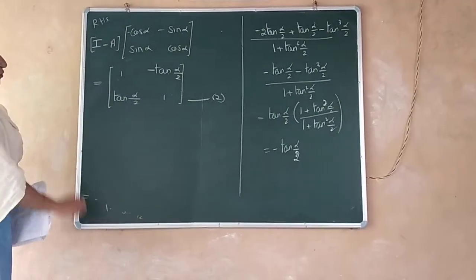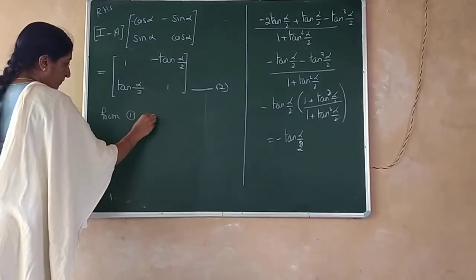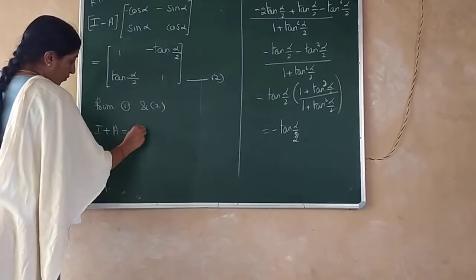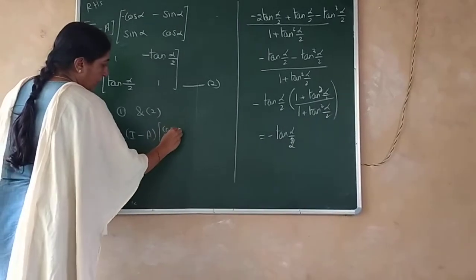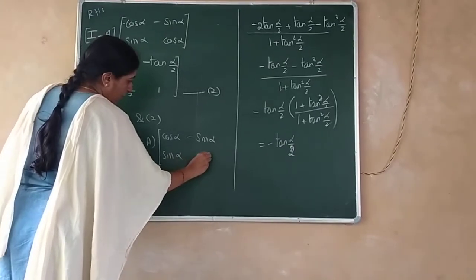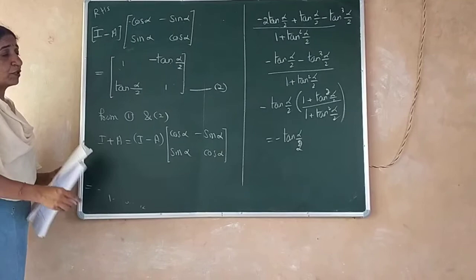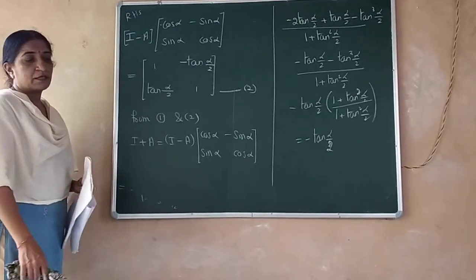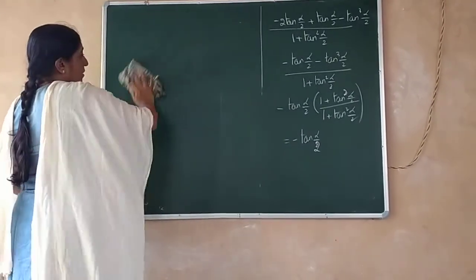When you compare equation 1 and 2, we will get the same result. From 1 and 2, I plus A is equal to I minus A. Here it is cos alpha minus sin alpha. This will be sin alpha cos alpha. So you got the result. And what you came to know is that if you are thorough in the first year trigonometry formulas, then only you can solve. So now I am giving you two important multiple choice questions from NCERT.